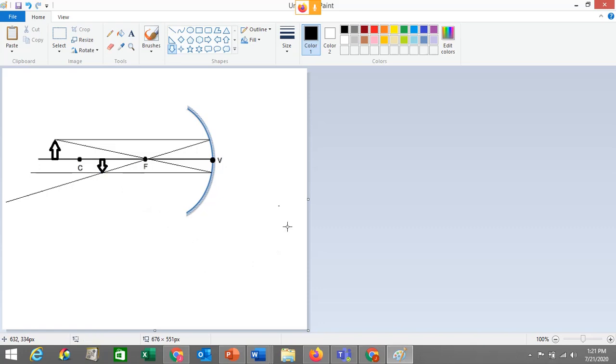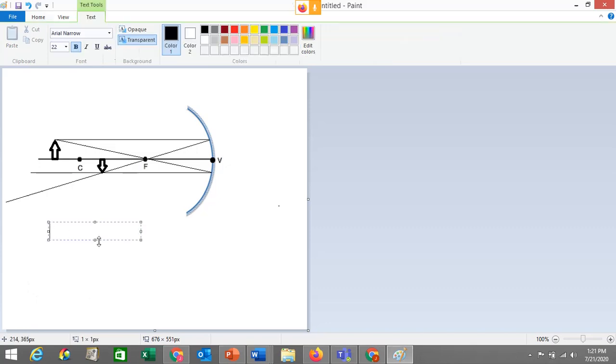So if we were going to assign the attributes to this, how would we do that? So size. How does the size of this image compare to the original image? Well, it's smaller, right? So size is smaller. Attitude. Is it upright or is it inverted? Well, it's upside down, so it's inverted. Location. Where is it? So it's between C and F.